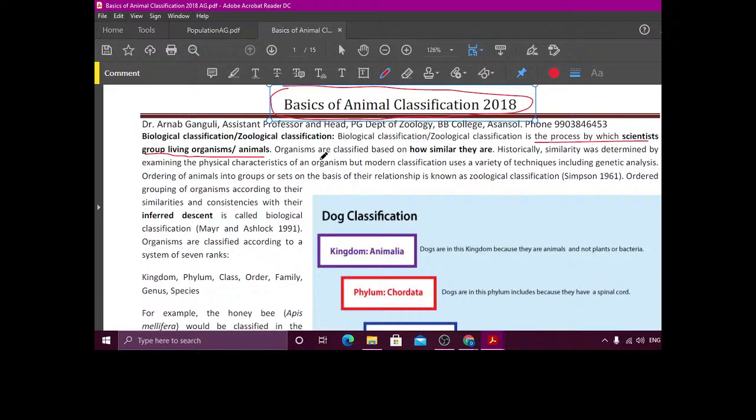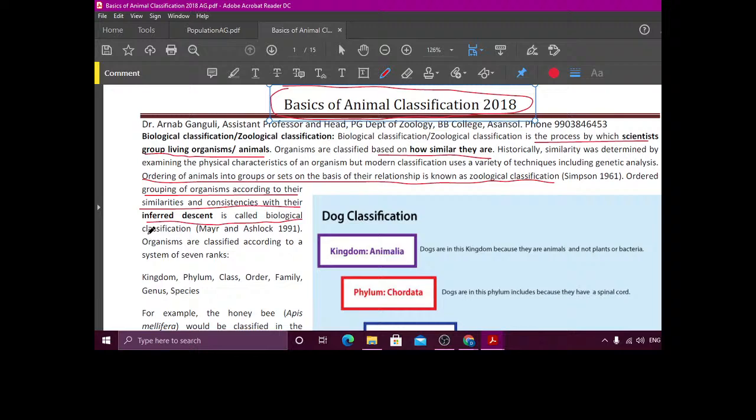Okay. Organisms are classified based on how similar they are or how different they are. So, ordering of animals into groups or sets on the basis of their relationship is known as zoological classification. Ordered grouping of organisms according to their similarities and consistencies with their inferred descent is called biological classification.